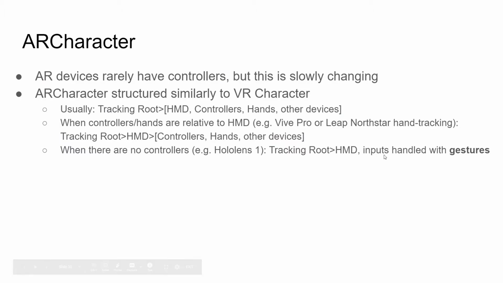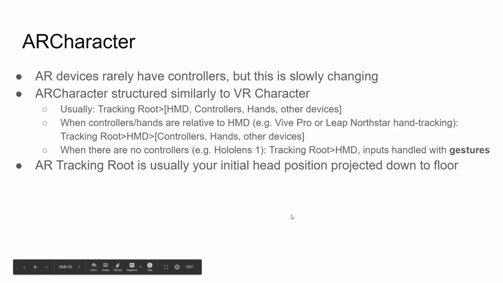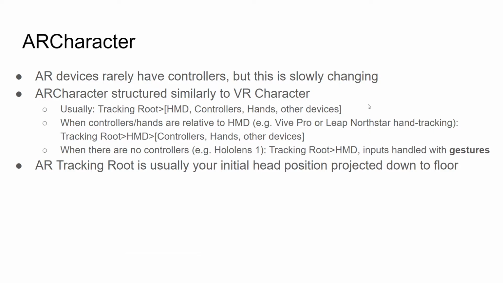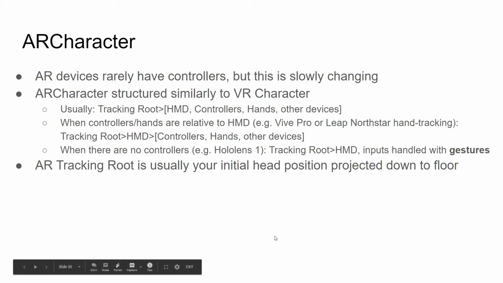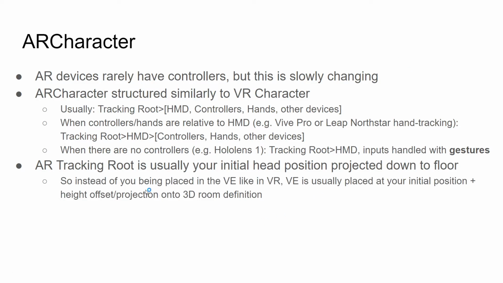It's a very minor detail, but in any case, you just have a tracking root and a headset, and all of your inputs are handled with gestures. So the structure is still pretty similar to the VR character. In AR, your tracking root is usually your initial head position projected down to the floor. Headsets like the HoloLens and Magic Leap already know where the room mesh is because they reconstructed it, so they already account for your height automatically. They just use X and Y in Unreal or X and Z in Unity, and they just shift the entire virtual world to your position.